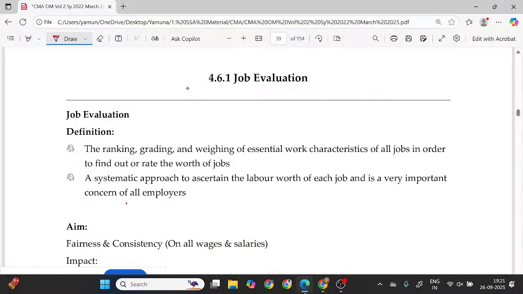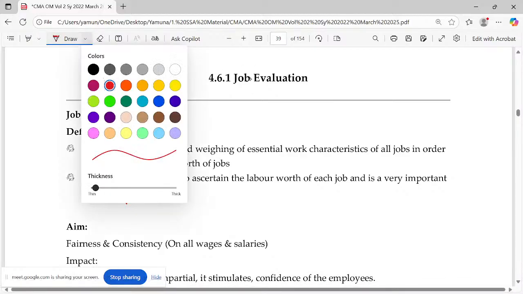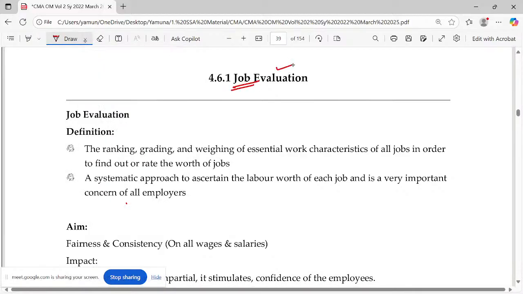Job evaluation. You're going to evaluate the job. When we talk about this heading 4.6.2, job assignment, we were actually assigning the job. But what happens here is, before assigning the job, you need to know who is capable, or how can you assign the job to this person.